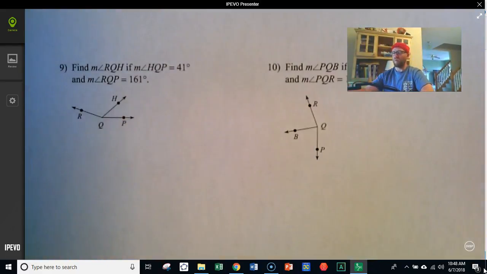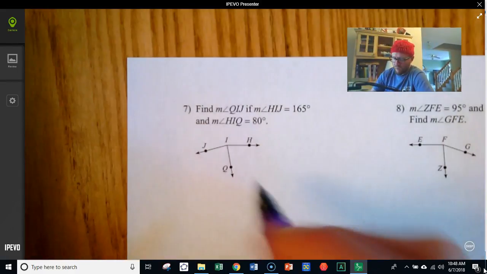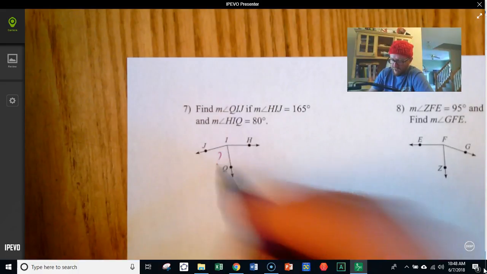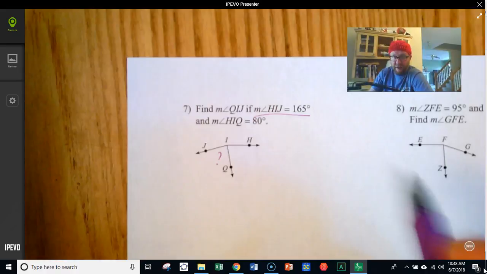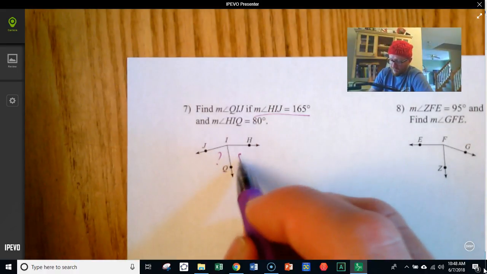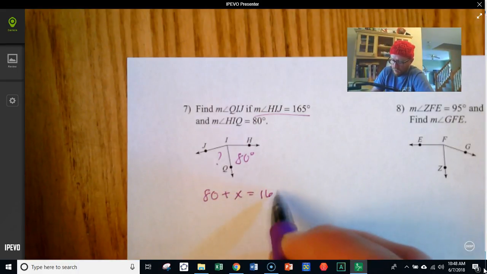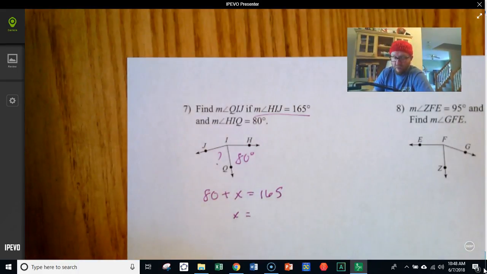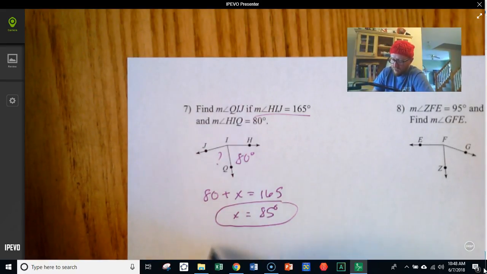All right. Let's take a look at some more here. Got QIJ. QIJ, that's our unknown. Let's see, HIJ is 165. That's the big angle. And we've got the small one over here is 80. So 80 plus the unknown equals 165. Take away 80 from each side, and we get 85 degrees for the unknown, which is the measure of angle QIJ.